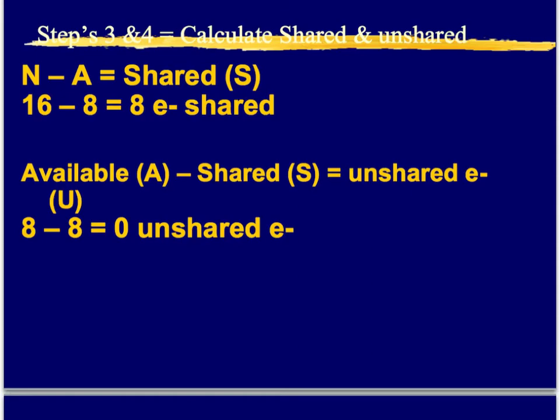Now we need to figure out how many electrons are going to be shared and how many are going to be unshared in our Lewis structure. To find our number shared, we take our needed number minus our available number. So remember, we needed 16 electrons and 8 of them were available. So this means that there are going to be 8 shared electrons. Then to find our unshared, we take our available minus our shared, so 8 minus 8 is 0. So in our structure here, we're not going to have any dots. We're not going to have any unshared pairs of electrons. All we're going to see are lines, or shared pairs of electrons.